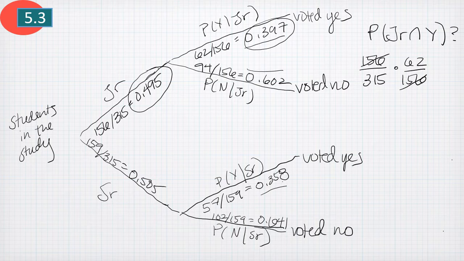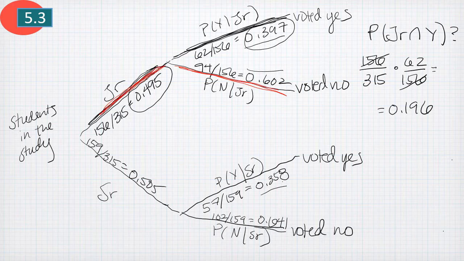And when I do that, I end up with 0.196. So in order to get the "and," I multiply this branch times this branch. If I wanted the "and" for the juniors and no, I would multiply this branch by this branch. If I wanted the "and" for the seniors and yes, it would be these two, right? Seniors and no would be this and this.